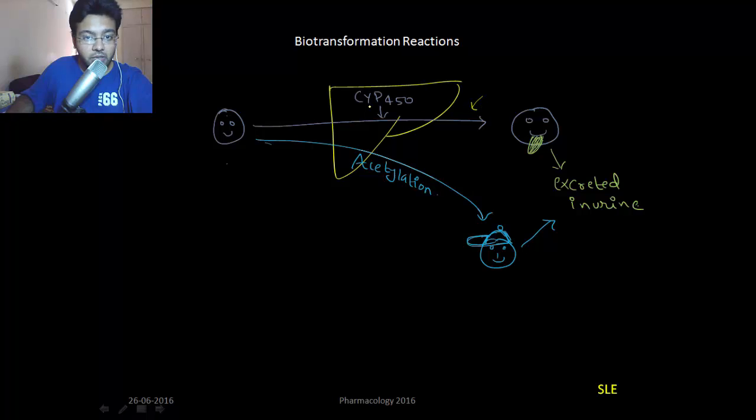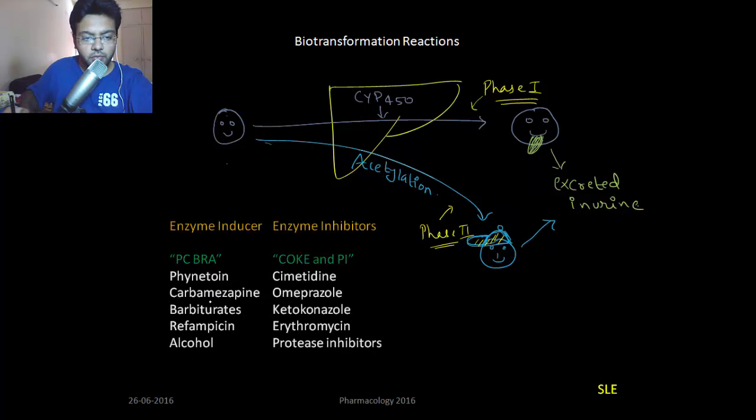these reactions are mediated by cytochrome enzymes, and they are called phase 1 biotransformation reactions. If you give something to a drug which makes it more polar, these are called phase 2 biotransformation reactions. Clear? Now these phase 1 biotransformation reactions, which are mediated by cytochrome enzymes, can be inhibited or induced. What do I mean by inhibited or induced? These are the list of drugs which can induce the cytochrome enzymes, and these are the list of drugs which can inhibit the cytochrome enzyme.